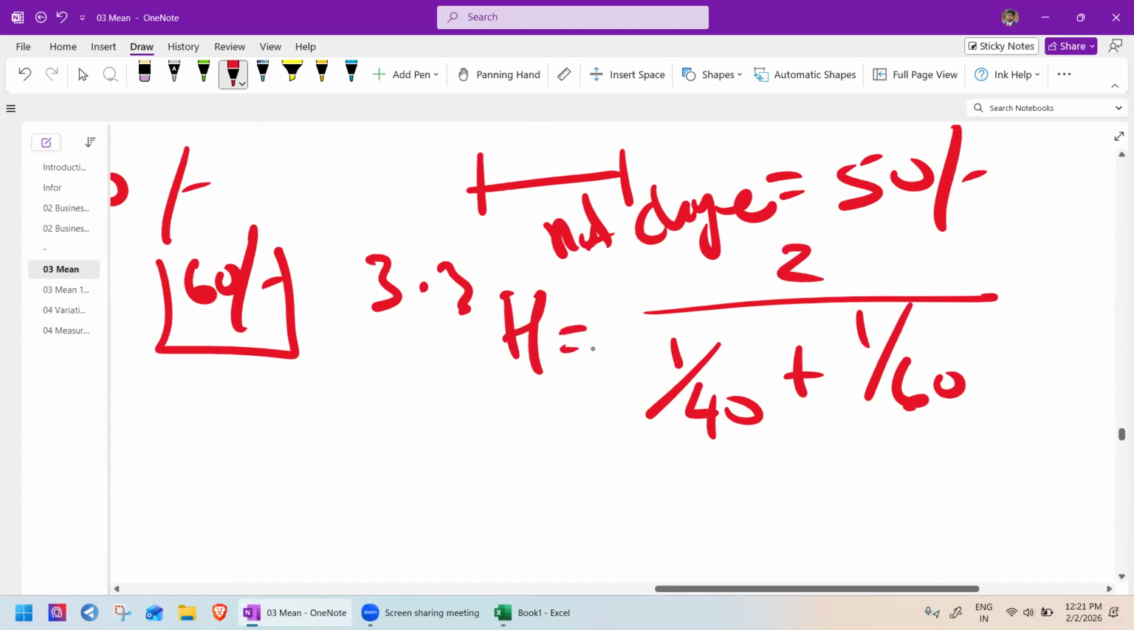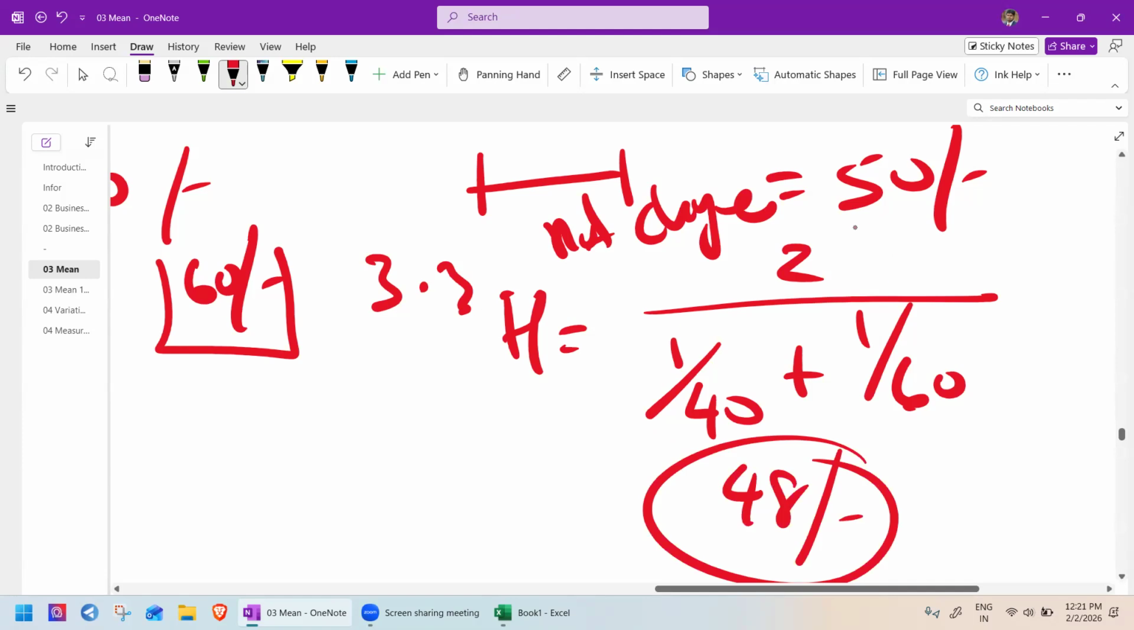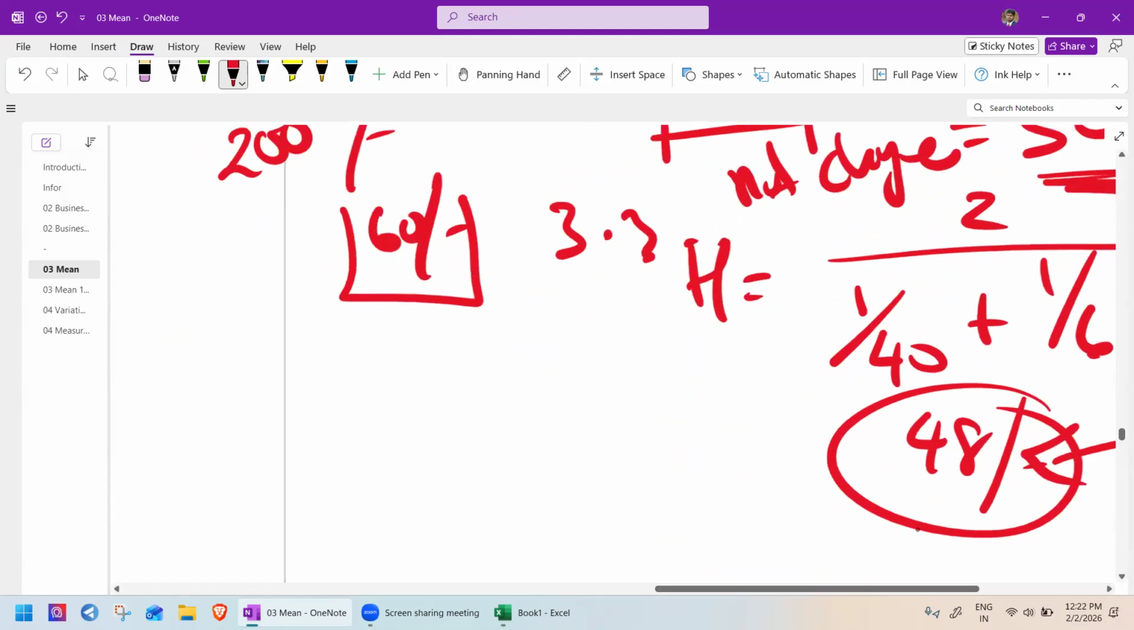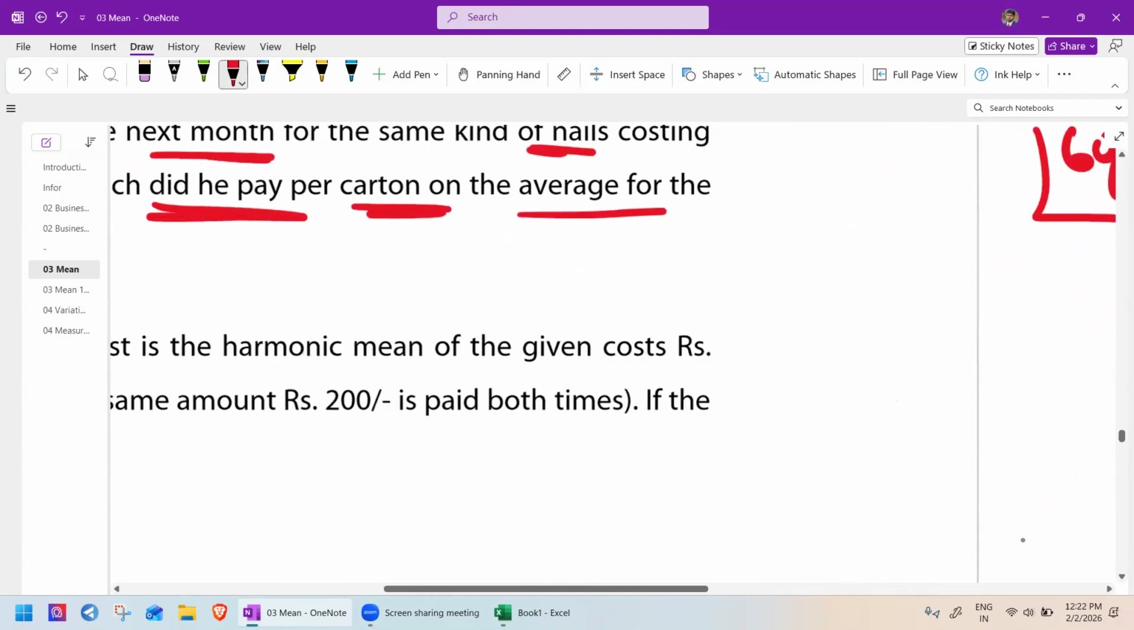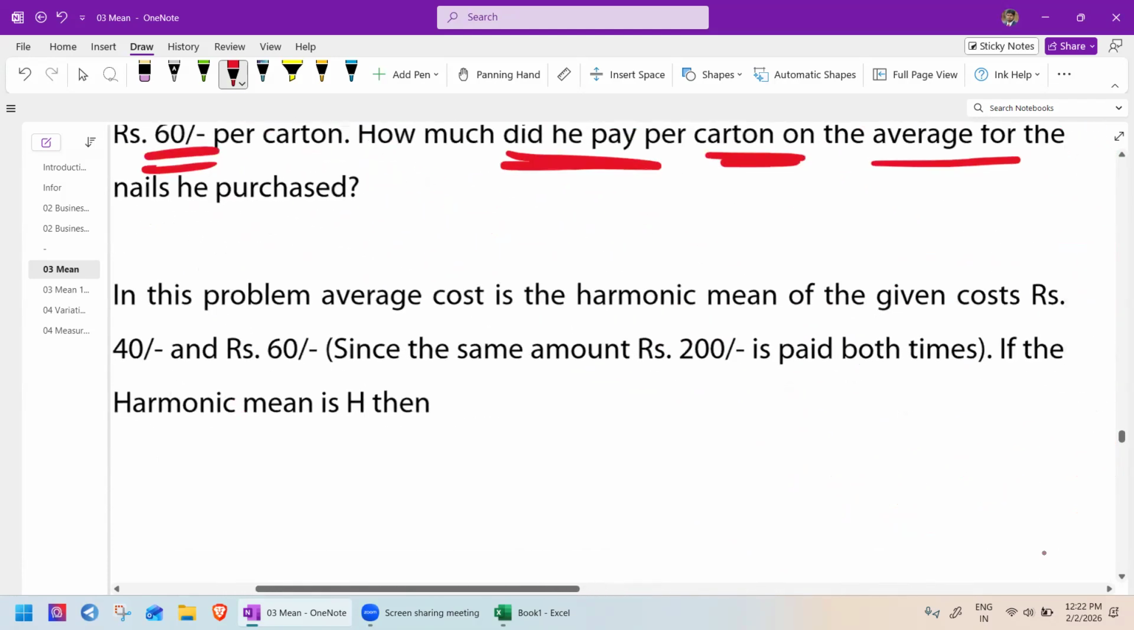Can you solve this? Can you solve it quickly? 48. So earlier you said 50, but actually it should be 48. That is the correct way of calculating this.